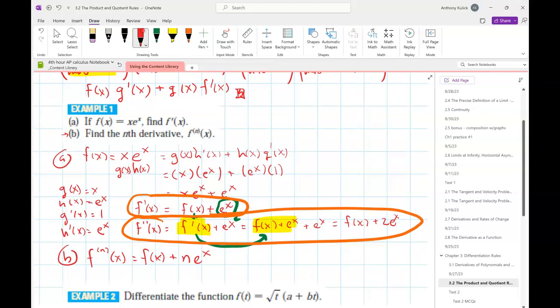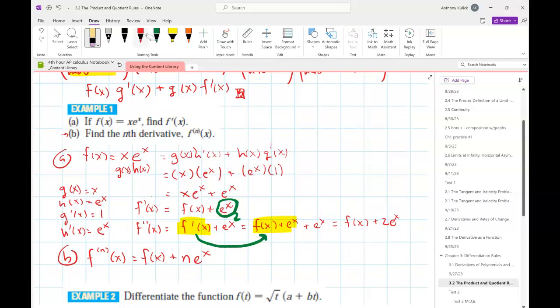Mr. Bullock, I still don't understand why you added that second e to the x in the second derivative. Sorry. So were you good with this? No. So if I differentiate this, I get f prime. When I differentiate this, I get e to the x. So that should be the second derivative, is the first derivative plus e to the x. Does that make sense?